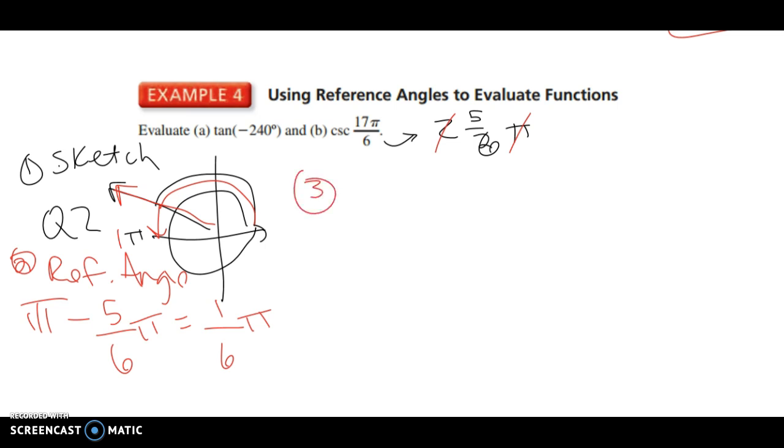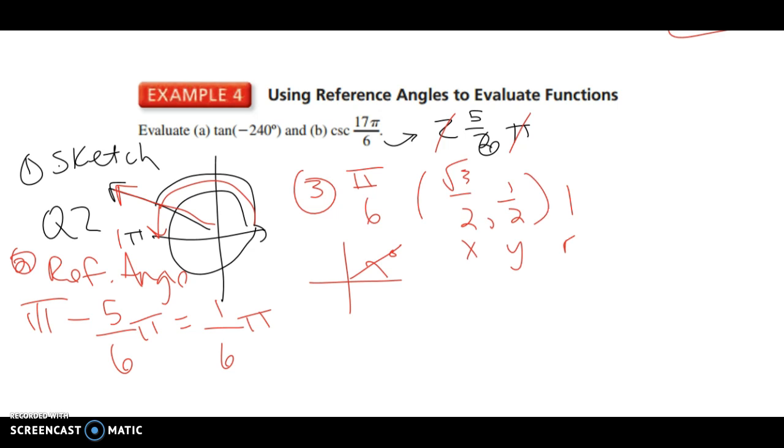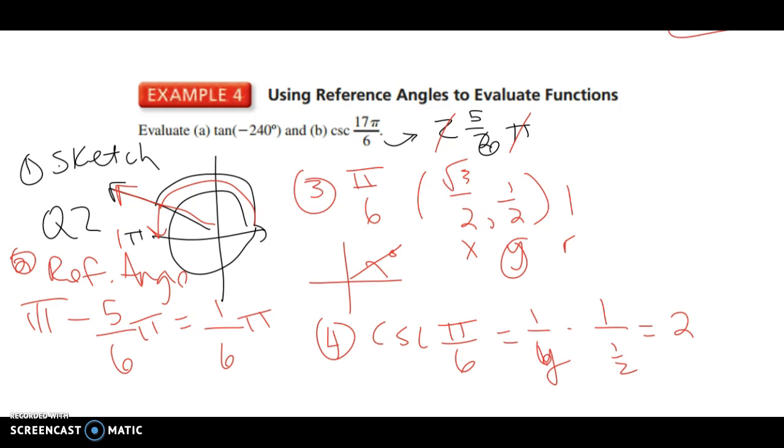Use the reference angle, pi over 6, and look at it on your unit circle. Pi over 6 will be right here. The coordinates for pi over 6 are radical 3 over 2, 1/2. So that's your x, y, and r is always 1, referring to the unit circle. So now let's figure out the cosecant of pi over 6. Cosecant is the reciprocal of sine. Now sine is just y, so cosecant will be 1 over y, or 1 over 1/2, which is 2. 1/2 flipped is 2.